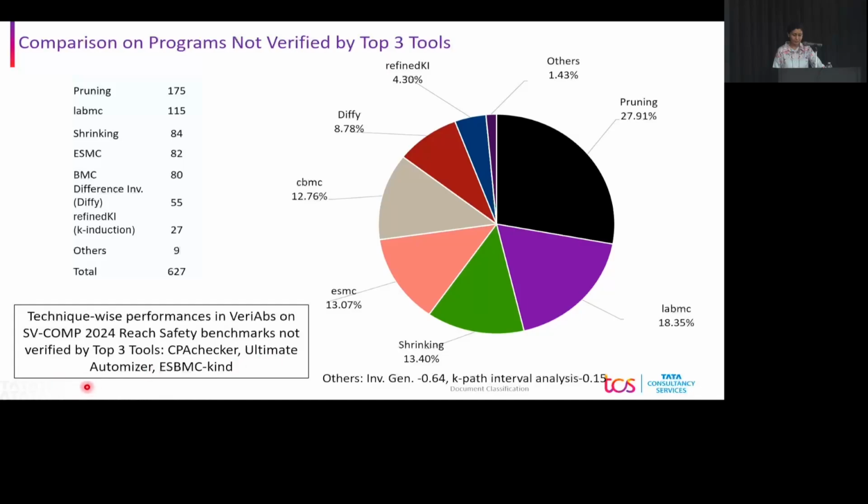Then there's Ultimate Automizer, which also searches for different types. It searches for invariants using different strategies. And there's ESBMC, which is a very powerful bounded model checker. It also uses abstraction in the form of K-induction to find invariants and prove properties. So here also, you can see there are 627 programs that are not verified by any of these 3 tools that are verified by VeriAbs. So this clearly shows that loop abstractions done like this are useful.